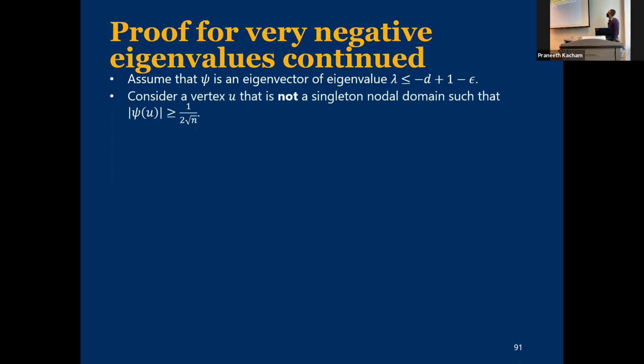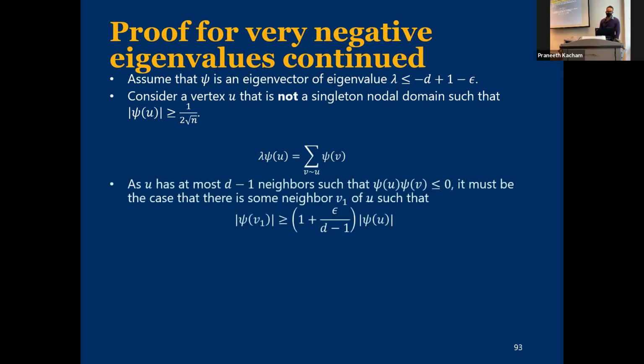So consider a vertex that is not a singleton nodal domain and such that it has a non-negligible amount of mass in the eigenvector. Let's look at the eigenvector equation. We assume that it's not a singleton nodal domain. What that means is that it has some neighbor that is of the same sign. Another way of saying that is that it has at most d minus 1 neighbors that are of the opposite sign. And the only way for this to happen, remember that lambda is less than minus d plus 1 minus epsilon, is that there must be some neighbor which has larger modulus in the eigenvector. That's the only way that can happen.